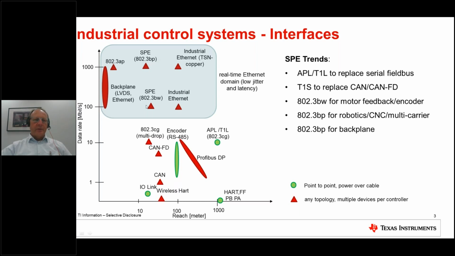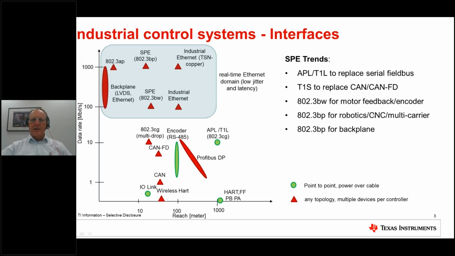Then it doesn't stop at 100 megabit. We also have a gigabit single pair Ethernet. While there's a significant improvement in the wires, you come from four pairs to a single pair, that's a significant improvement. Yes, you do not easily reach the 100 meters, typically 15 meters unshielded, 40 meters shielded.